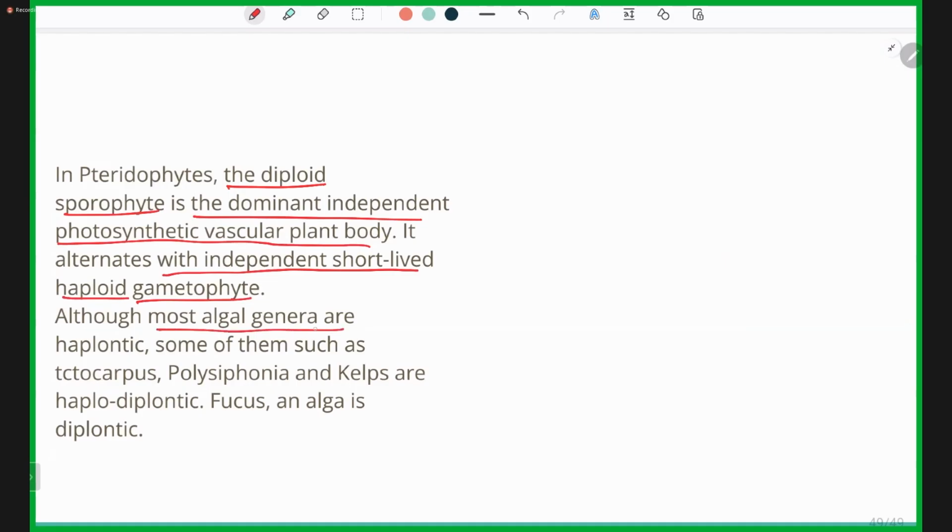Although most algal genera are haplontic, some of them, such as Ectocarpus, Polysiphonia, and kelp, are haplodiplontic. Fucus is diplontic. So we have to learn the examples. In algae, there are a few plants such as Ectocarpus, Polysiphonia, and kelp. They are haplodiplontic, and the one which is Fucus is diplontic.